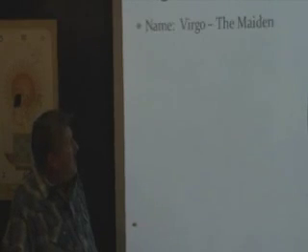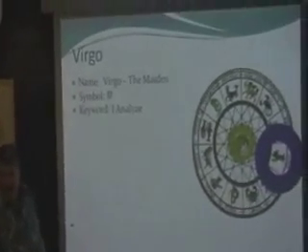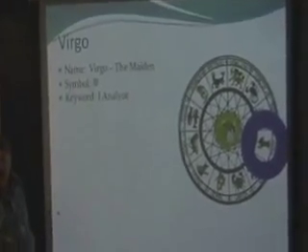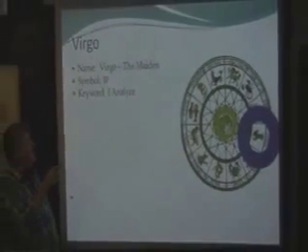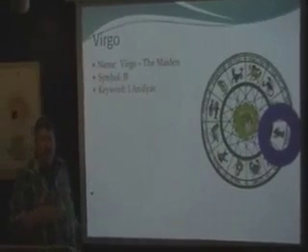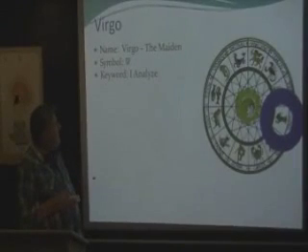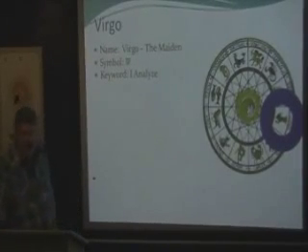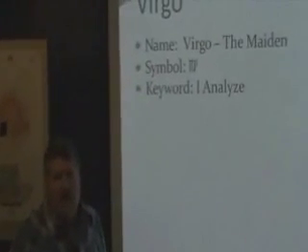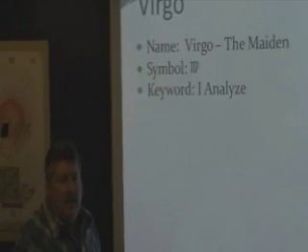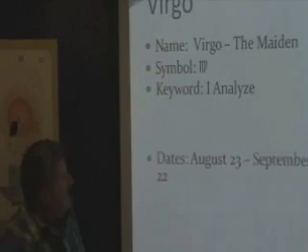Virgo, the maiden or the virgin. The symbol Zane claims comes from cuneiform writing, and that it was the Babylonian symbol for a sheaf of grain, which is tied off. The key word is I analyze. So we can see Mercury, Gemini, the other Mercury sign, was I think, and now I analyze.